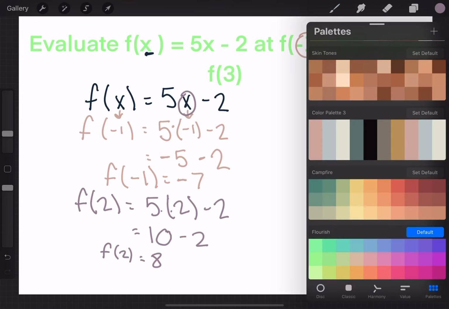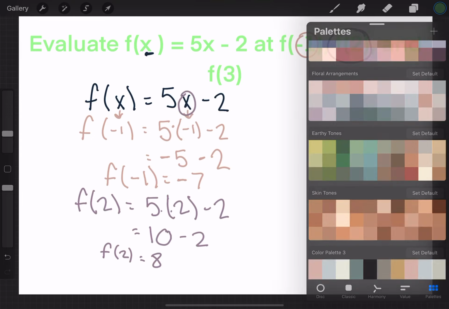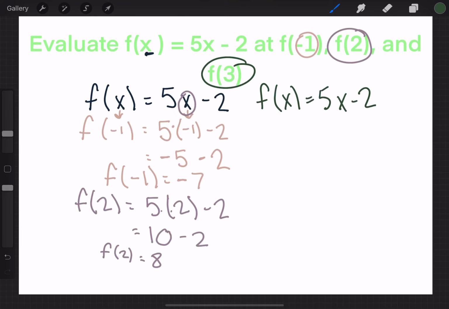Okay, we're going to do the one last one. We're going to replace all the x's with 3 this time. Oops, did not mean to erase that. We are going to replace all the x's with 3 this time. So I'm going to rewrite the original again. Instead of x, we're going to write f of 3. Instead of x, we're going to write 3.